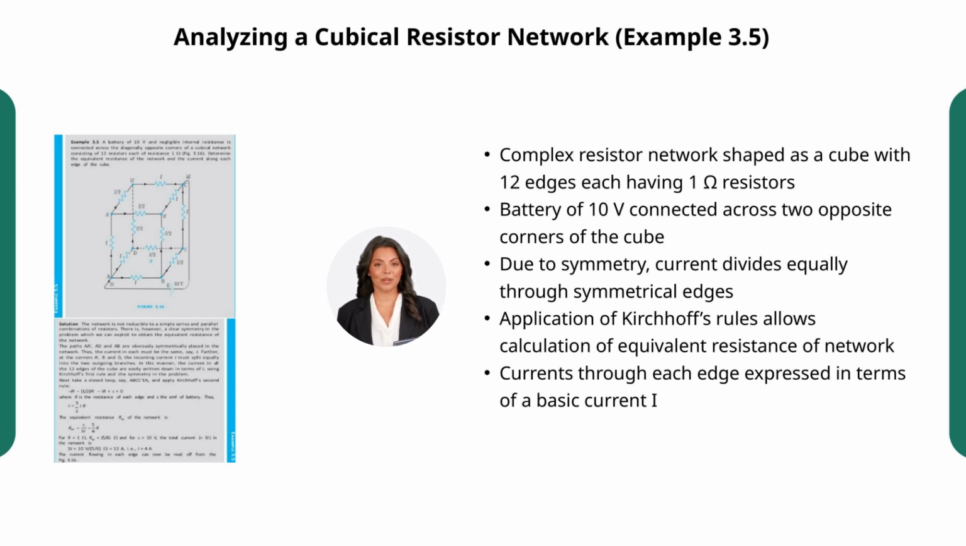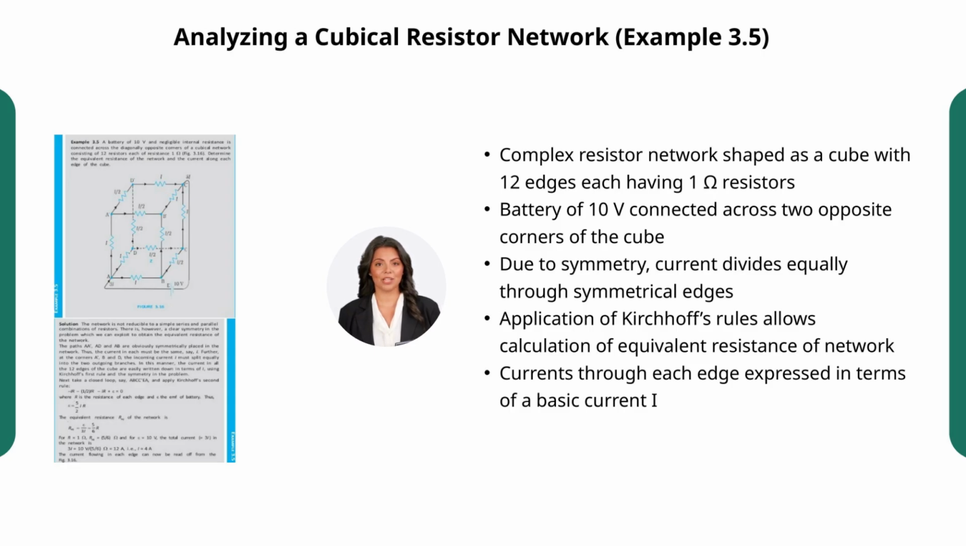For loops in this network, applying Kirchhoff's voltage law yields the relation between EMF epsilon, current I, and resistance R as epsilon equals 5/2 IR. From this, the equivalent resistance of the entire cube, as seen by the battery, is calculated as R_eq equals epsilon divided by 3 times I, which simplifies to 5/6 times R, or 5/6 ohms. Knowing this lets us determine the total current supplied by the battery.